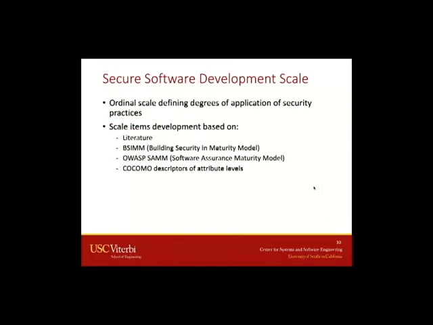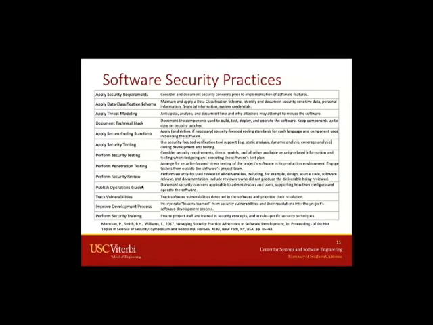To develop this scale, we used the literature as a base, the literature maturity models like the SAMM, OWASP SAMM, and the COCOMO descriptor of attribute levels. So this scale, the secure software development scale, defines degrees of application of the security practices. So we started with these 13 most common practices that were consolidated in a study by Morrison.